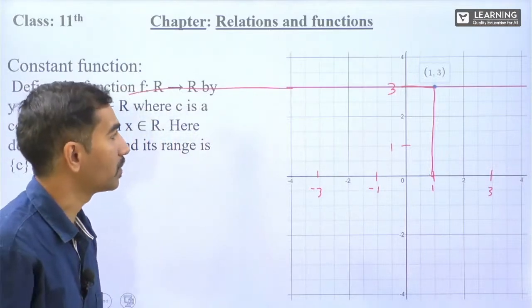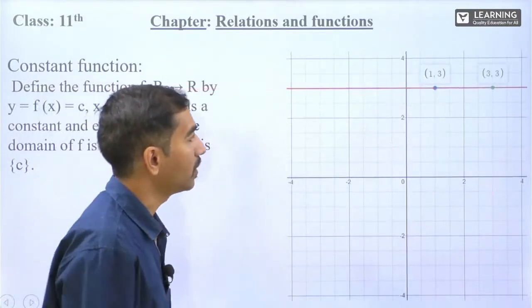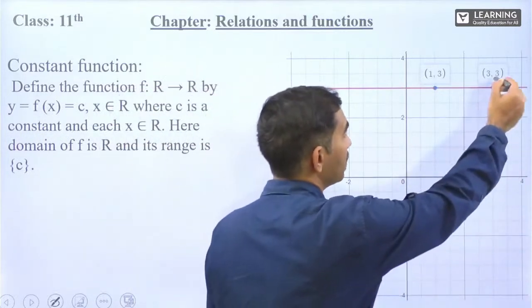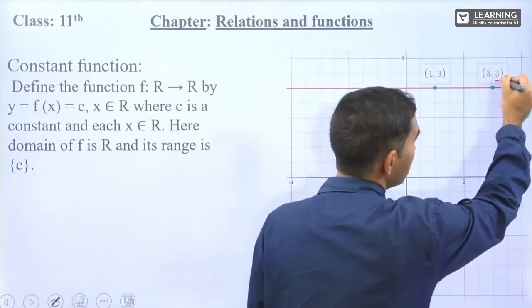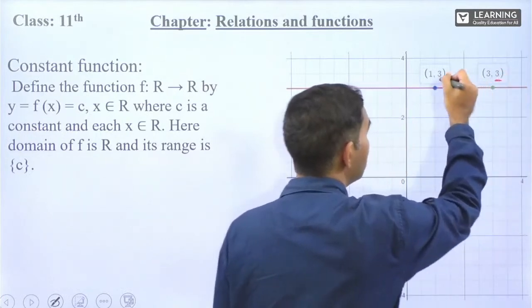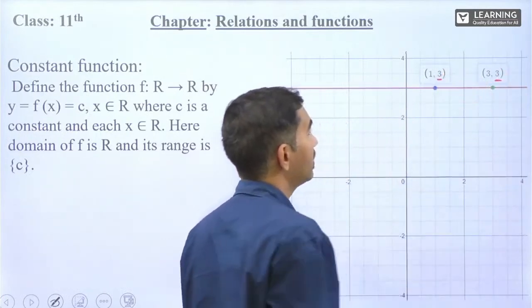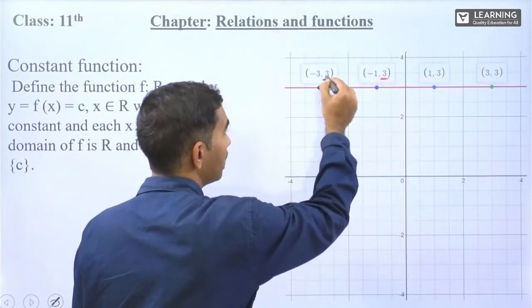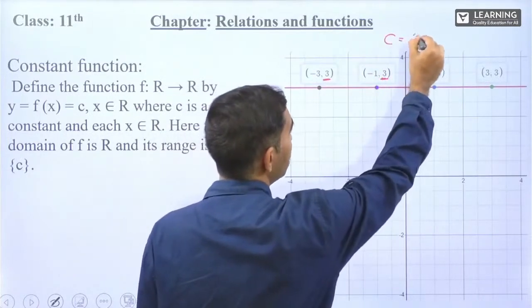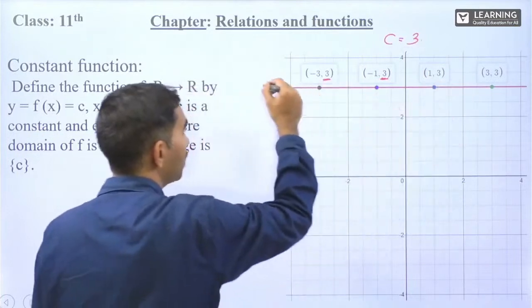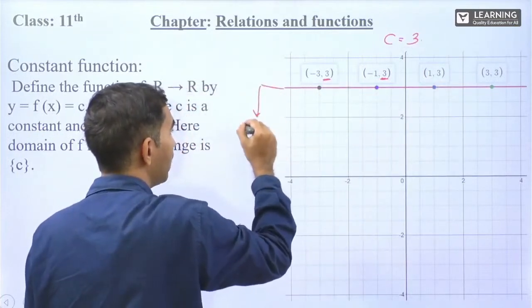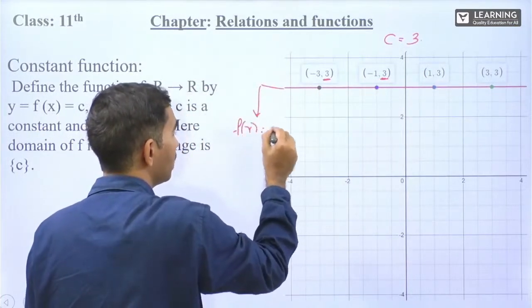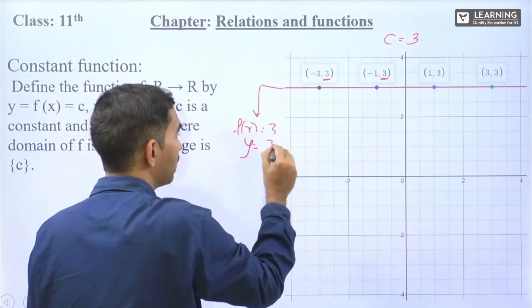So next, see the next one here, 1 comma 3. The next one would be 3 comma 3. So see the range here. It is c. See the range here. c. See the next one. The range is c. What is c equal to? c equal to 3, we have taken. What is the function of the graph? The function of the graph, f of x, is equal to 3. That is nothing but y equals 3. Why is that?